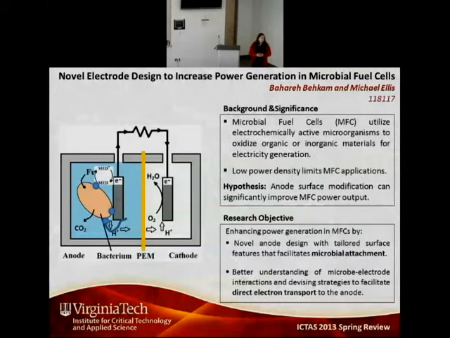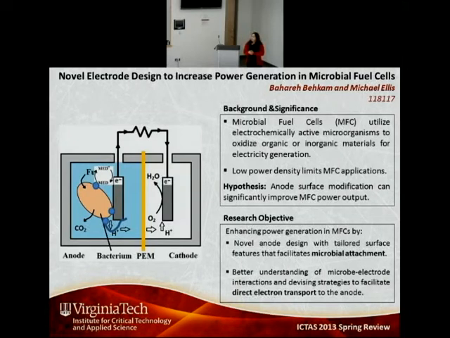Good afternoon. I'm going to speak about the work that I have been doing with Mike Ellis as a junior faculty collaboration research in the area of microbial fuel cells. Before I start, this was a completely new research area in my lab, so the support from ICTAS was extremely significant in establishing this area of research in my laboratory. Okay, so this research, as I mentioned, is about microbial fuel cells.